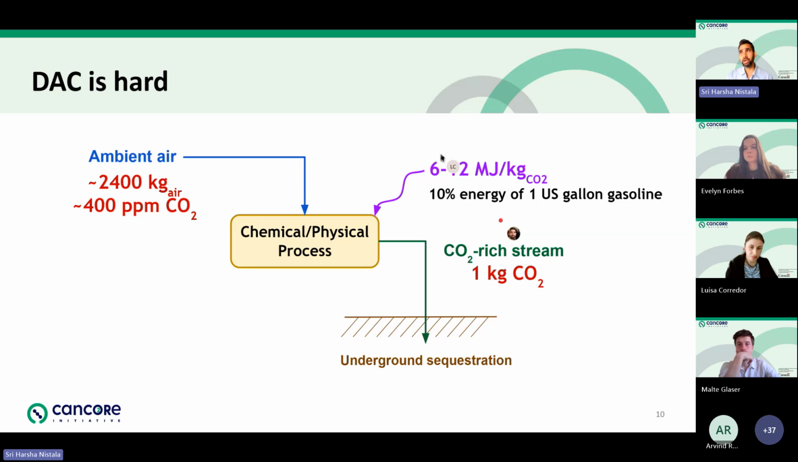Just to give you context, this is roughly 10% of the energy that can be generated by burning 1 US gallon of gasoline. And DAC is particularly hard. It is technically challenging and expensive, but it becomes particularly hard when it needs to be operated at the very large scales that are required.